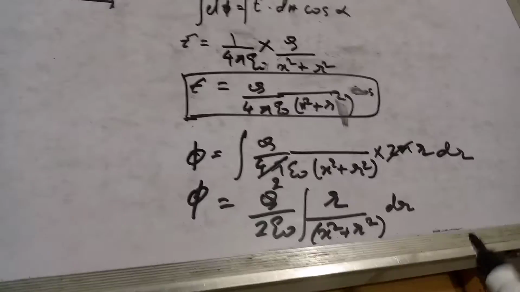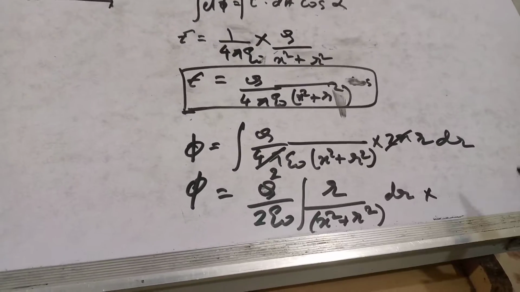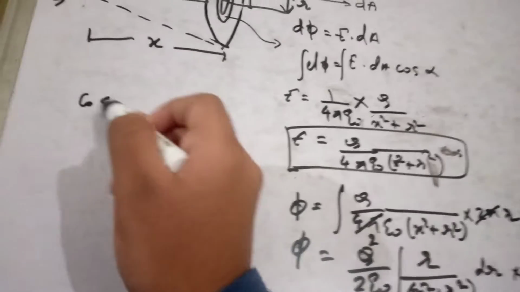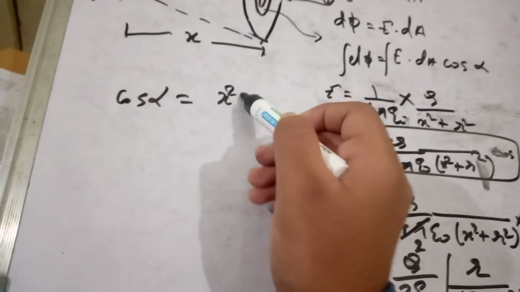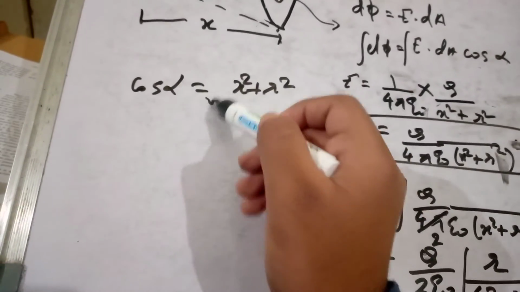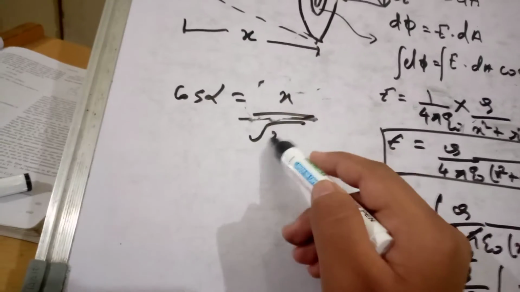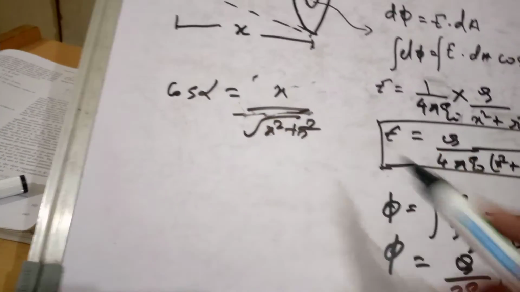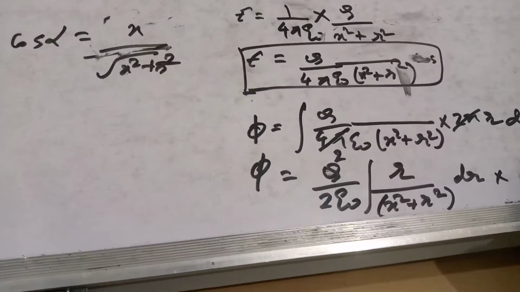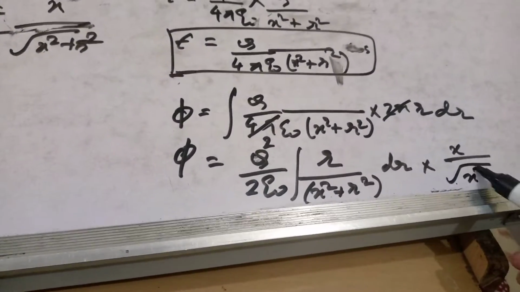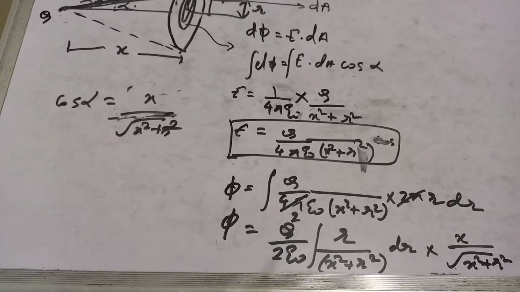So now we will multiply it with cos alpha. Here the value of cos alpha is equal to x upon the square root of x square plus r square. So now we will multiply it with x upon the square root of x square plus r square. Now let me shift on to a new page.